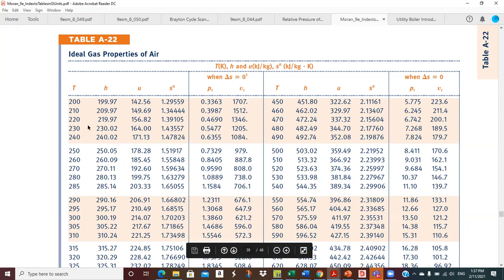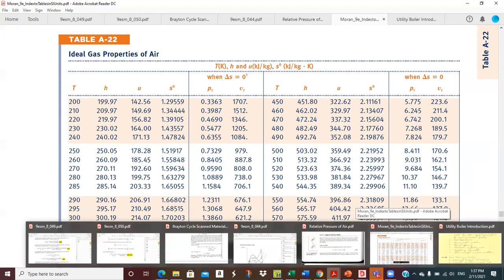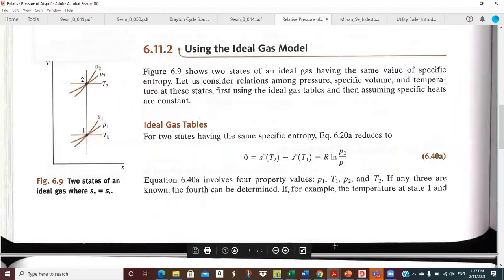So here's the S superscript 0. They're tabulated as functions of temperature, so they're just straight lookups. Okay, back here. That's where those come from. R is just the specific gas constant for whatever gas, the universal constant divided by molecular weight. And these are absolute pressures.